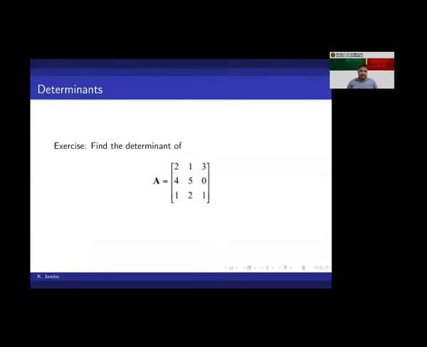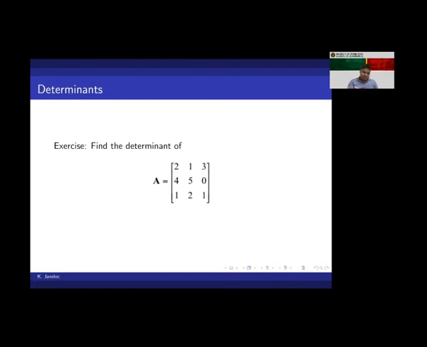Now you may want to pause for a while and try to find by yourself the determinant of this matrix A over here. Okay, now pause. First step in computing the determinant is getting all the minors and the cofactors associated with this matrix.